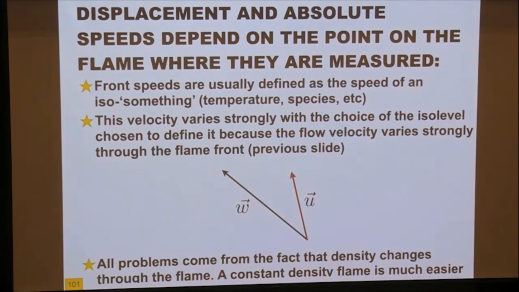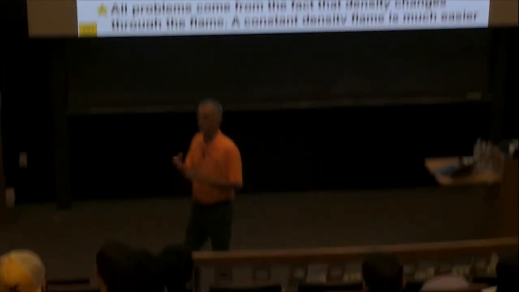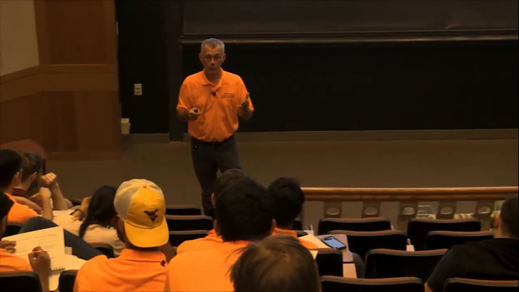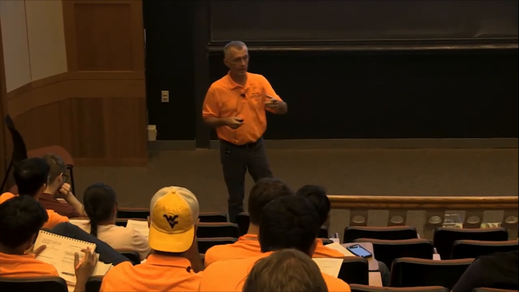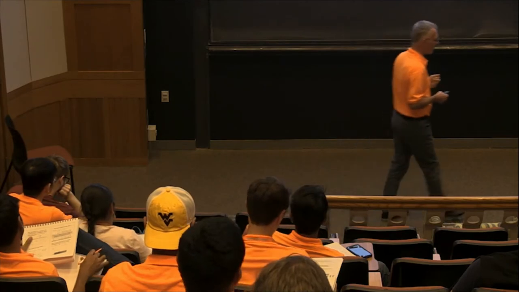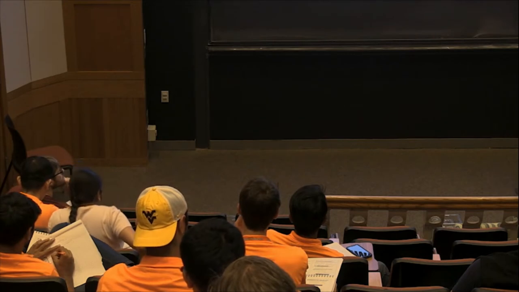It's important to see that the displacement and the speeds depend on the point where you measure them. When people talk about flame speeds, usually they define the isotemperature of something and they look at the speed of that. It would be nice if you could do that in what Moshe called the thermodiffusive limitations, where density is constant. Unfortunately, in a flame, density changes so that the flow speed changes very rapidly, so the displacement speed becomes a very counterintuitive quantity to define.